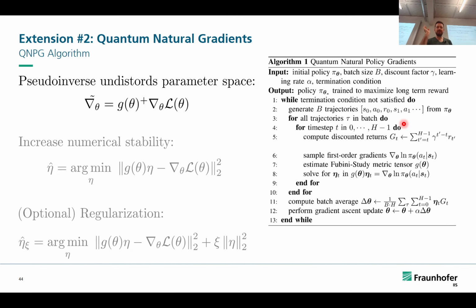So this is the algorithm we came up with. We sample this approximation of the quantum Fisher information and compute its pseudo-inverse. Usually you do that with some quadratic optimization routines, and you can also introduce some additional regularization parameters to get things more stable. And then you basically still follow the same routine from the REINFORCE algorithm. The only difference is that you also include these second order terms in the update.